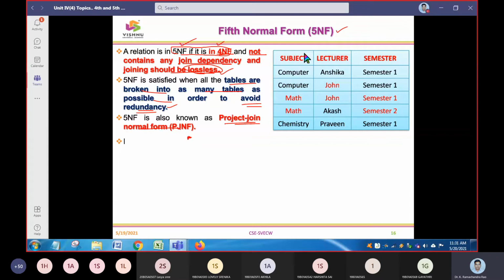Okay, how is it formed? Now here is an example. There is a subject, there is a lecturer, and there is a semester. There is a case here. There is a faculty named John, who is going to teach computer science and maths, in semester 1. So faculty John is going to teach two subjects, mathematics and computer science, that too in the semester. But check this redundancy.